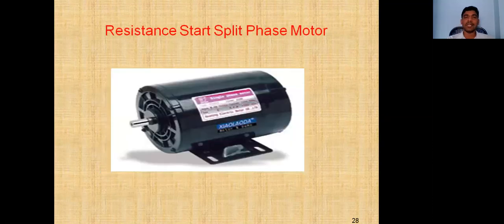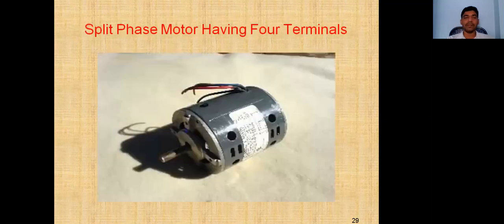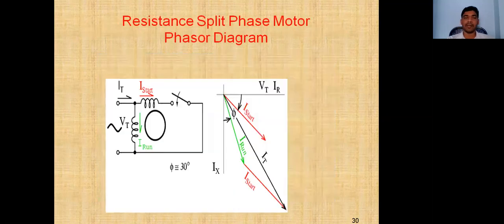This is the resistance start split phase motor. This is the split phase motor having four terminals: starting winding and running winding terminals.